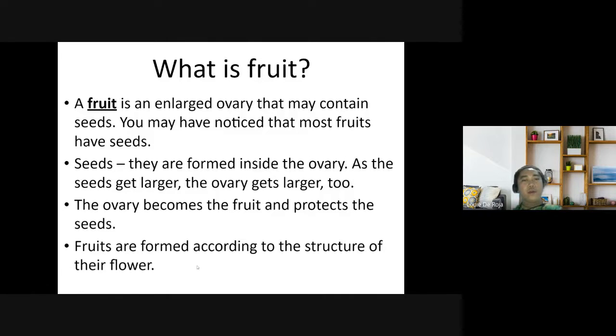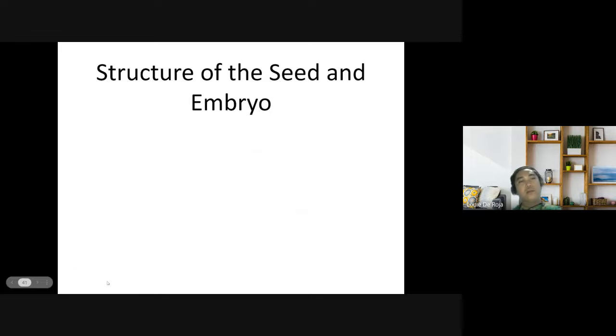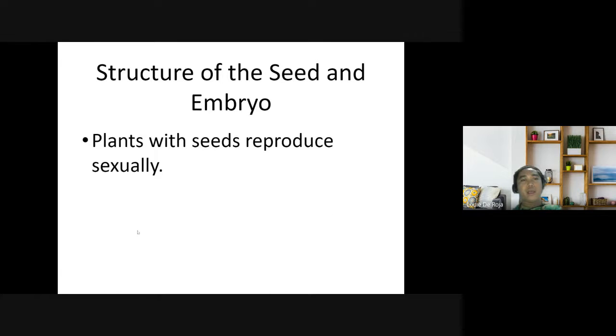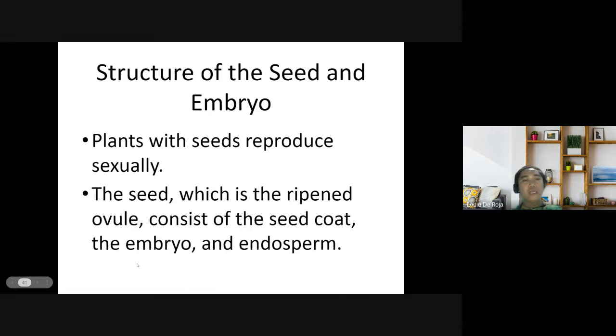Fruits are formed according to the structure of their flower. So may ibang structure ng ovary, kaya may iba-ibang klase ng prutas. Diba? Structure of the seed and embryo. Plants with seeds reproduce sexually, and the seed, which is the ripened ovule, consists of the seed coat, the embryo, and endosperm.